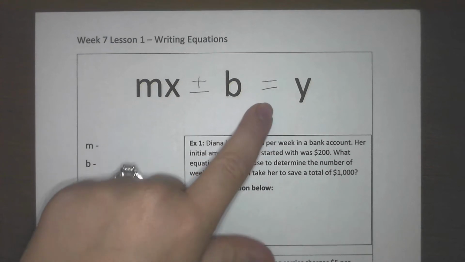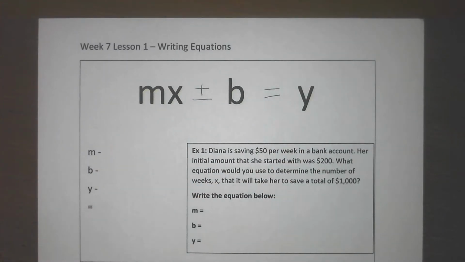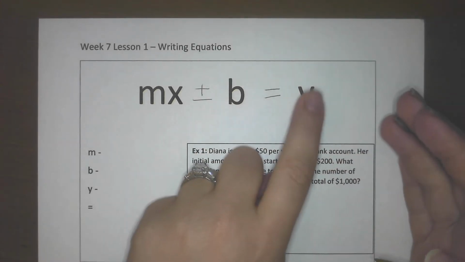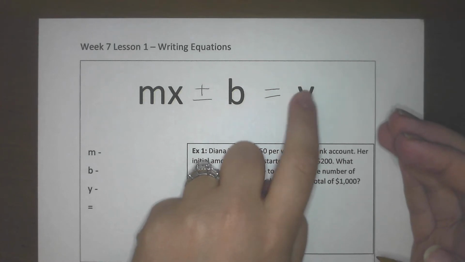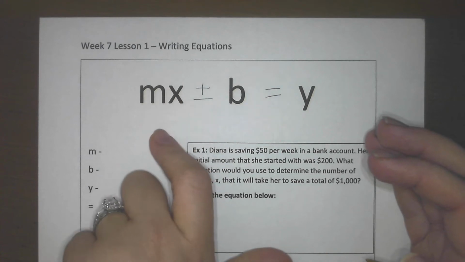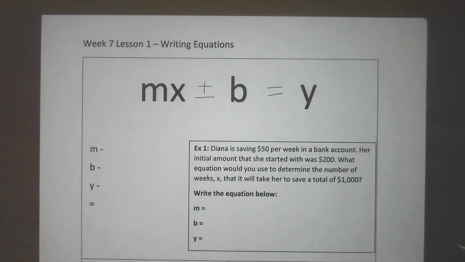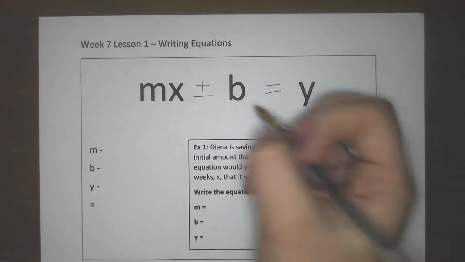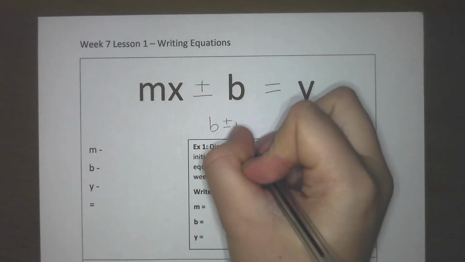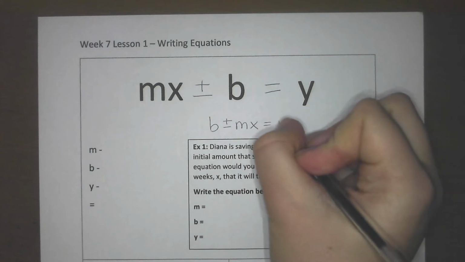And that will change next week. We're going to work on inequalities, but for this week we're just going to work on equations, so you should have an equal sign there. It's not always going to look like that. The y is always going to be by itself, but these could flip around. The m is always with the x, but the b could be in front. So sometimes you might see an equation like b plus or minus mx equals y.